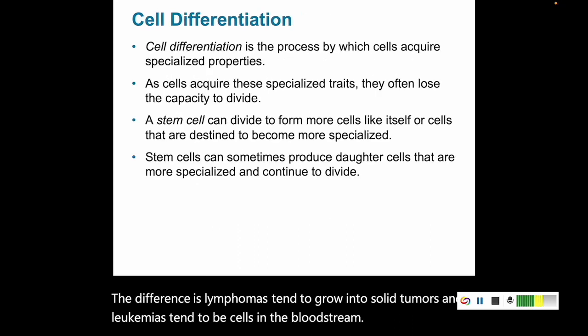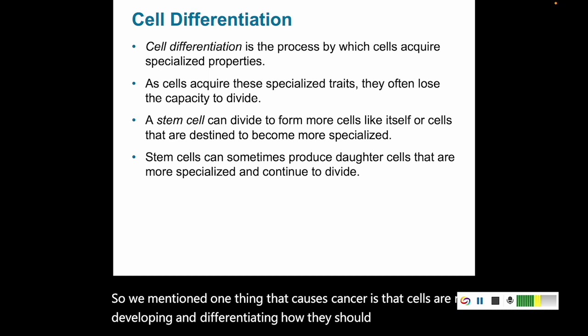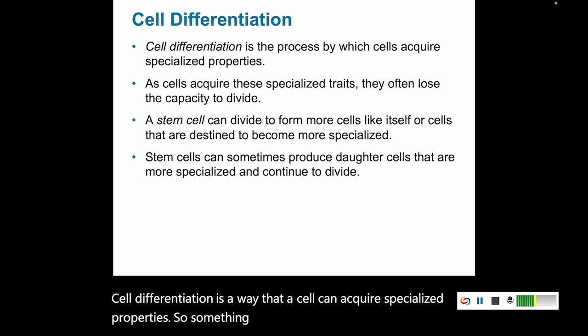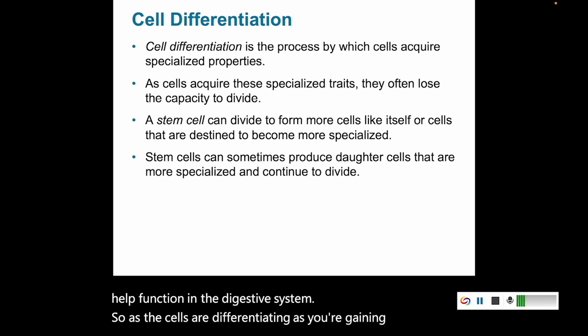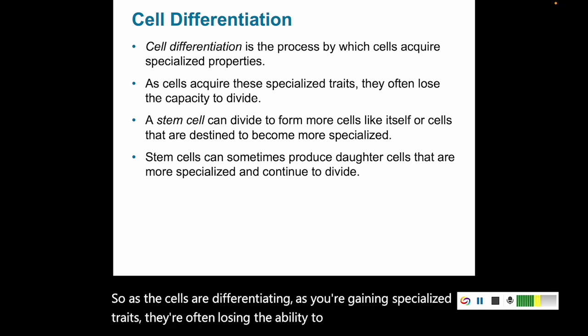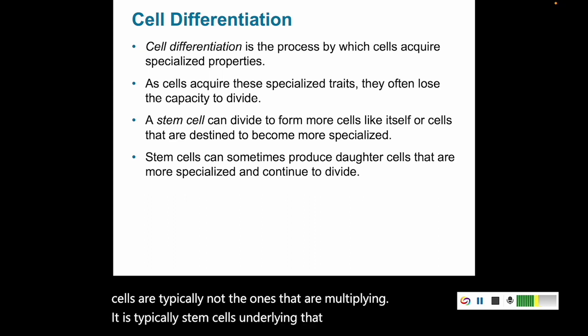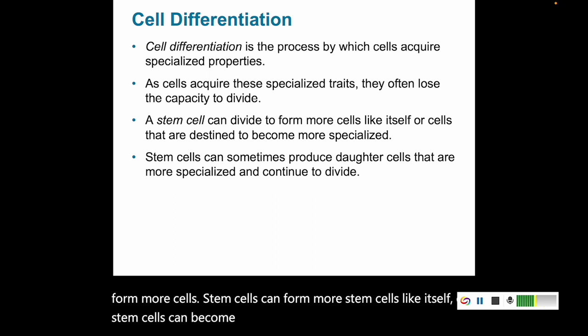So we mentioned one thing that causes cancer is that cells are not developing and differentiating how they should be. Cell differentiation is a way that a cell can acquire specialized properties, something like a stomach cell gaining the ability to help function in the digestive system. As the cells are differentiating, as they're gaining specialized traits, they're often losing the ability to divide. So differentiated cells are typically not the ones that are multiplying. It is typically stem cells underlying that are going to be able to form more cells. Stem cells can form more stem cells like itself, or stem cells can become more differentiated and specialized cells.